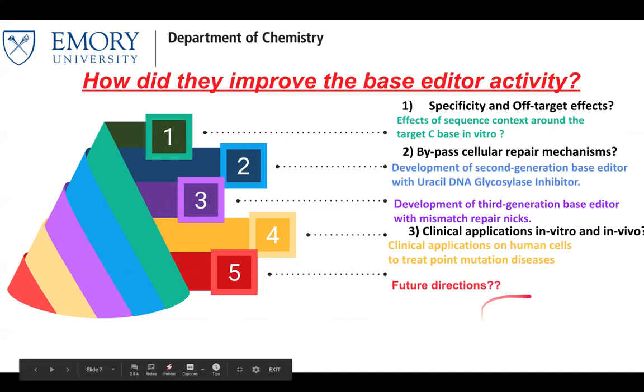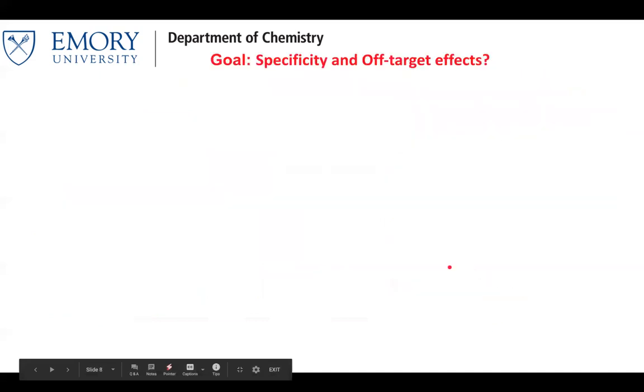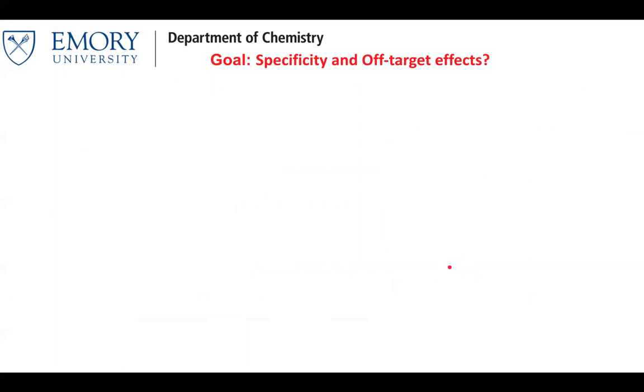All right, so first of all, regarding the specificity and off-target effects, as you may know, CRISPR-Cas9 does not bind to just one nucleotide. It binds to a fragment of DNA. So how precisely is this base editing complex able to just go in and edit the cytosine that we want, instead of any other cytosines of the DNA fragment that we're targeting?